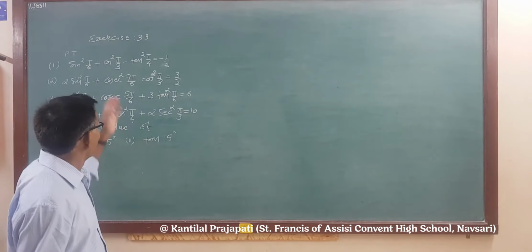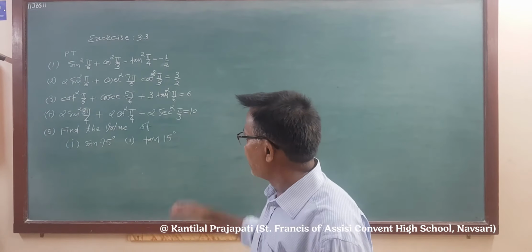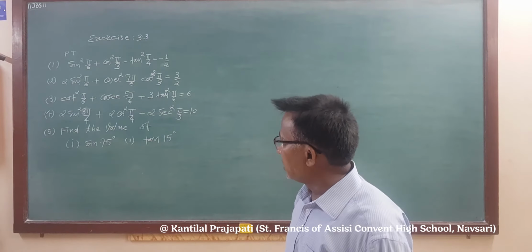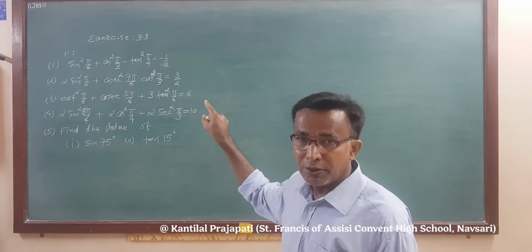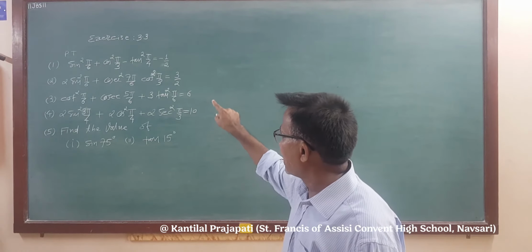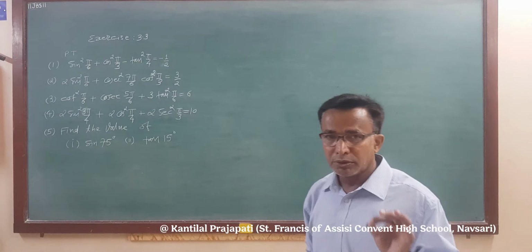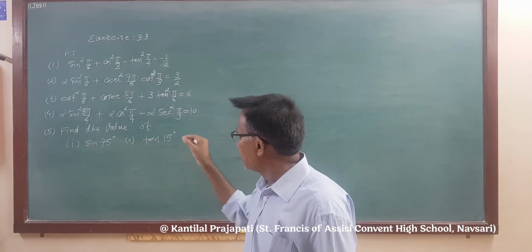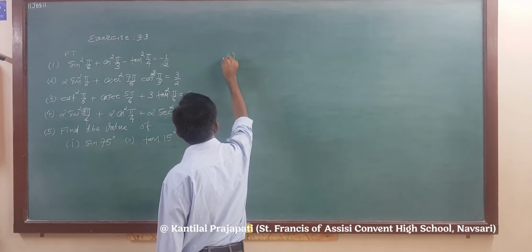Today we are going to solve exercise 3.3. In exercise 3.3, I have written question number 1 to 5 here, right? In which question number 1 to 4 are based on the value of trigonometric function at pi by 6, pi by 3, pi by 4, which you know very well. So I am going to solve any one question from this, right? I am taking the question number 3 here. Question number 3 is here.